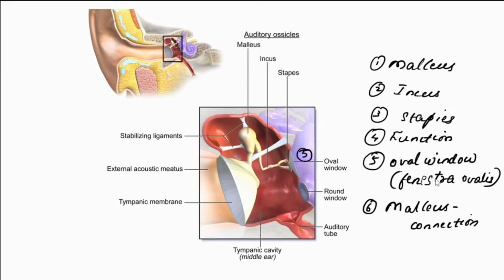Then, a specialty about the position of the malleus. Sorry, not malleus. Incus. Not incus. Stapes. Stapes is in close contact with the oval window. It is otherwise called fenestra ovalis, and malleus is in close communication with the tympanic membrane.